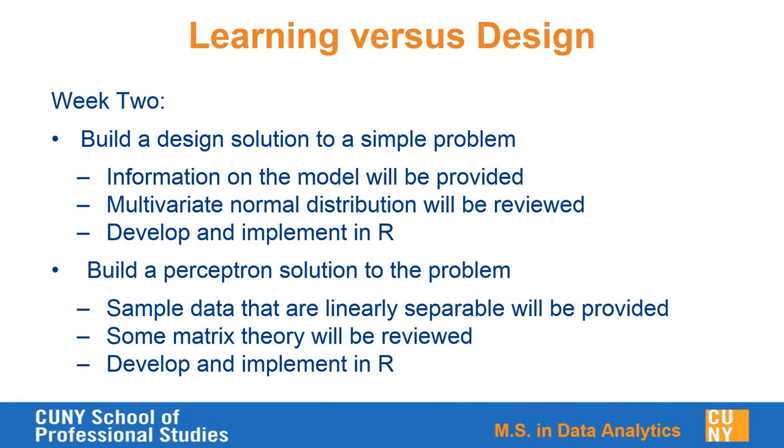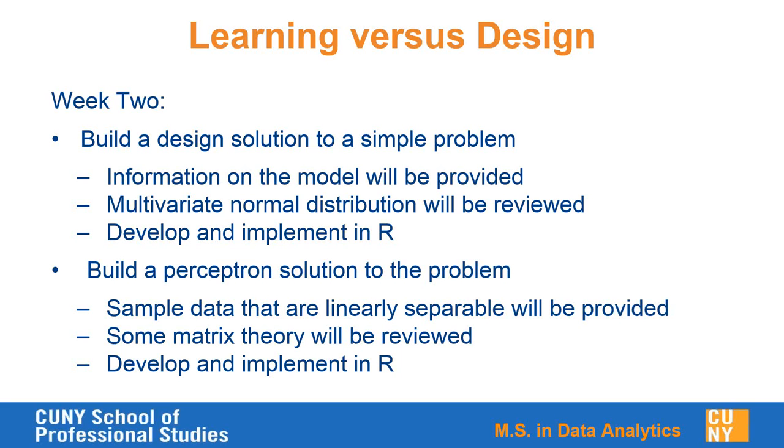So the design solution will use the multivariate normal distribution, and you'll build a probability model, and then when you're given a coin, you'd look up the coordinates in the probability model and see which coin is most likely to be the right one. So whether it's a penny or a nickel or a dime, that kind of a thing.